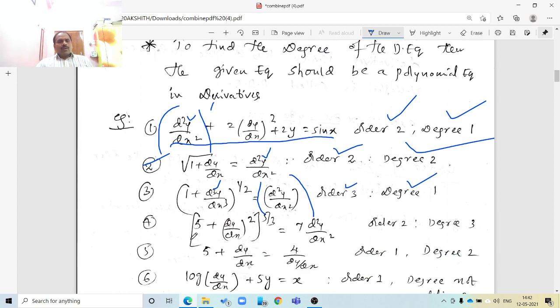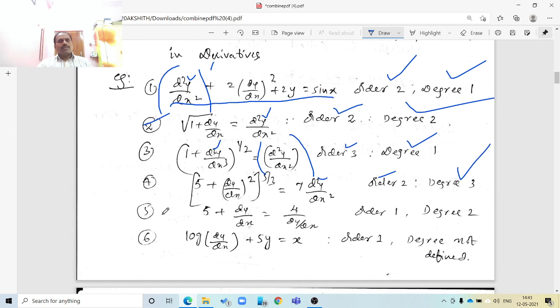Next you see the fourth example. (5 plus dy by dx whole square) power 5 by 3 is equal to 7 into d square y by dx square. The highest order derivative is second order. Therefore order of the given differential equation is 2, no doubt. And 5 by 3 is there, a fractional power. To remove that fractional part, cube on both sides. So the 1 by 3 will be cancelled and it will be power 3. So on the right side there is the highest order derivative, that is d square y by dx square. Its power is 3. Therefore degree is 3.